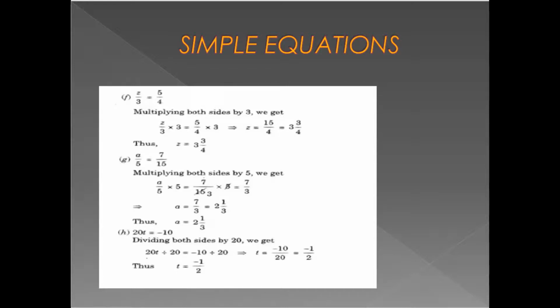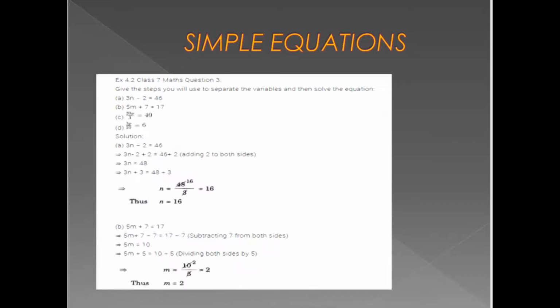Multiplying both the sides by 3, we get Z/3 into 3, that is 5/4 into 3, will be equal to Z is equal to 15/4 equal to 3 3/4. So the answer in the mixed fraction is 3 3/4. Similarly, G and H part can be solved. Moving to question number 3, give the step you will use to separate the variable and then solve the equation.